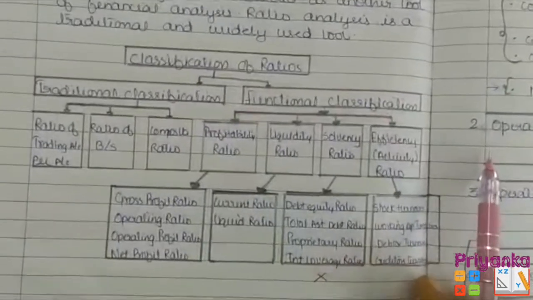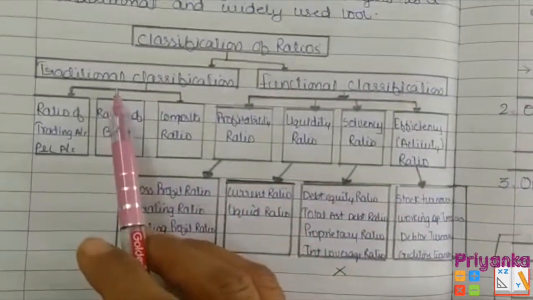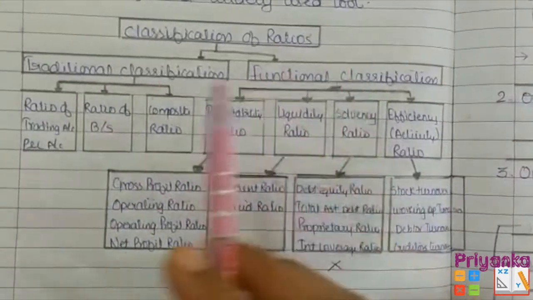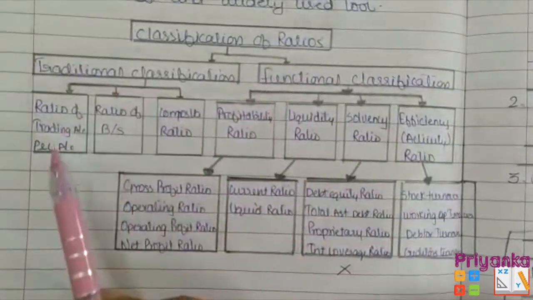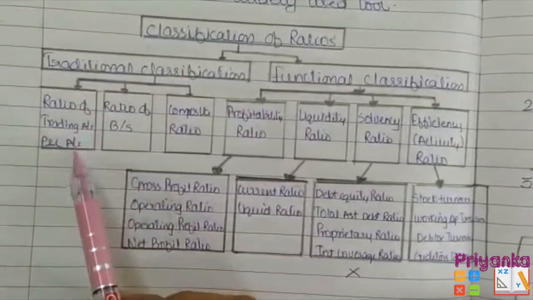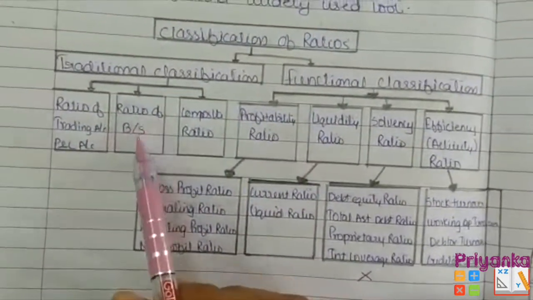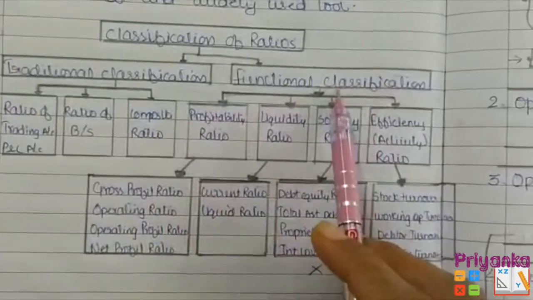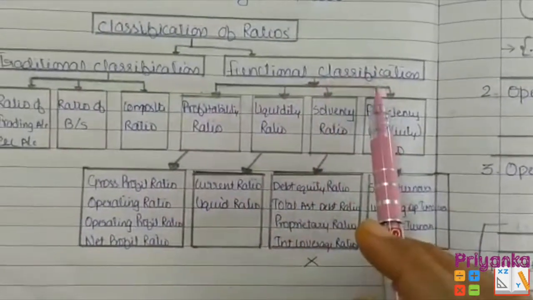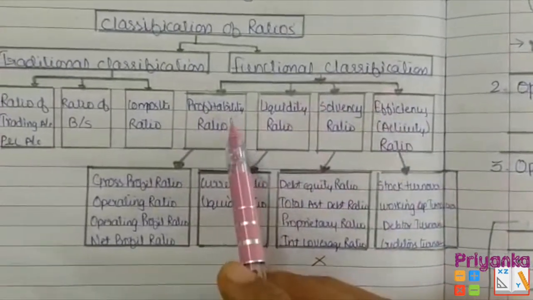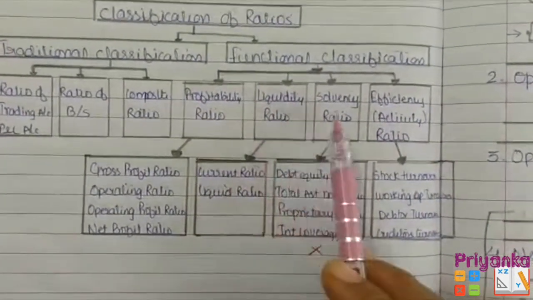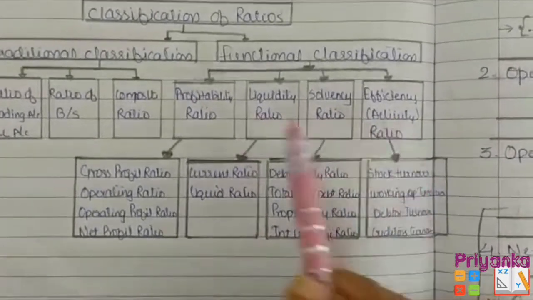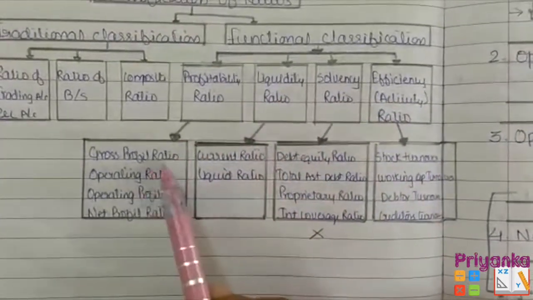Here is the classification of ratios, which are divided into traditional classification and functional classification. In traditional classification, it is divided into ratios of the trading and P&L account, ratios of the balance sheet, and composite ratios. In this chapter, we'll learn mostly about the functional classification, where we'll look at the profitability ratio, liquidity ratio, solvency ratio, and efficiency or activity ratio.